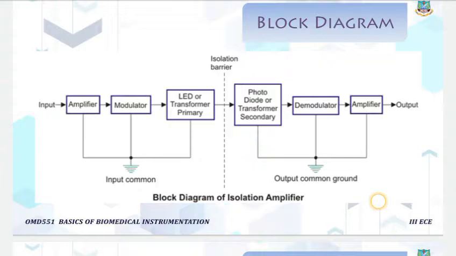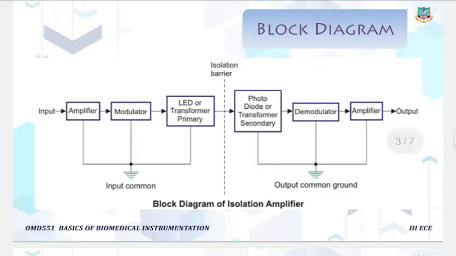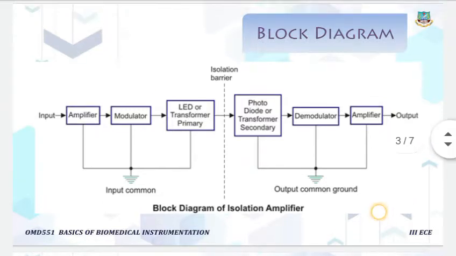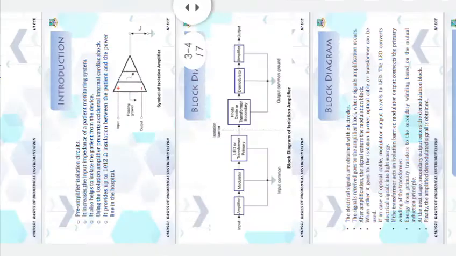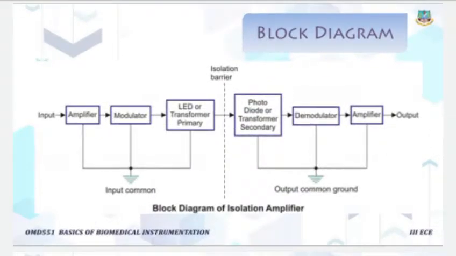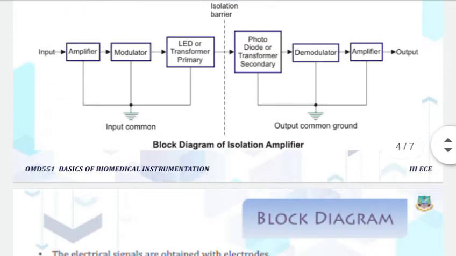And if we are using a transformer, we are giving the modulated output to the transformer's primary windings. Then from the transformer primary winding, due to the mutual induction principle, the energy is transferred to the secondary windings, and then to the demodulator, and then to the amplifier block. Okay, have you understood this?